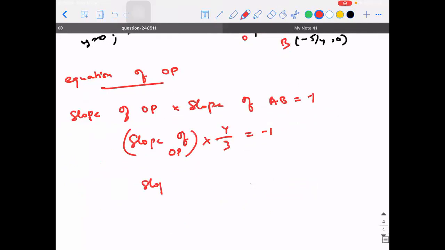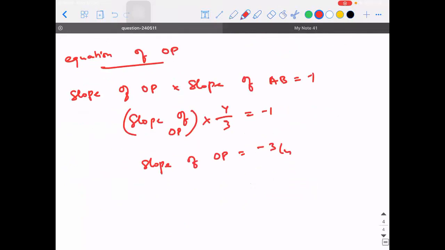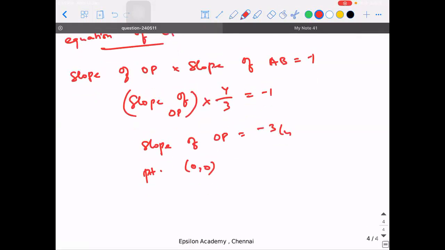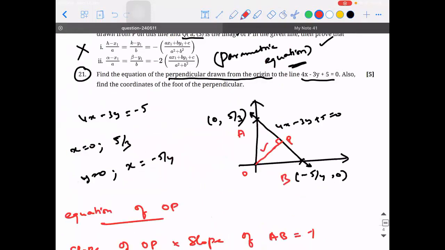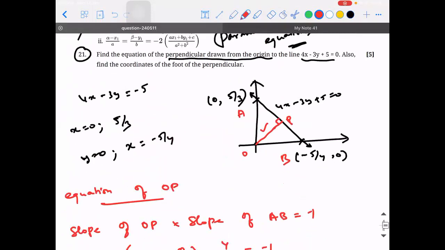So what is the slope of OP? Minus 3 by 4. And the point is 0, comma 0. The required equation will be y minus y1 is equal to m into x minus x1. Generally, the equation of a straight line through the origin is y is equal to mx. So y is equal to minus 3 by 4 into x. Correct? So that is the required equation of the perpendicular.